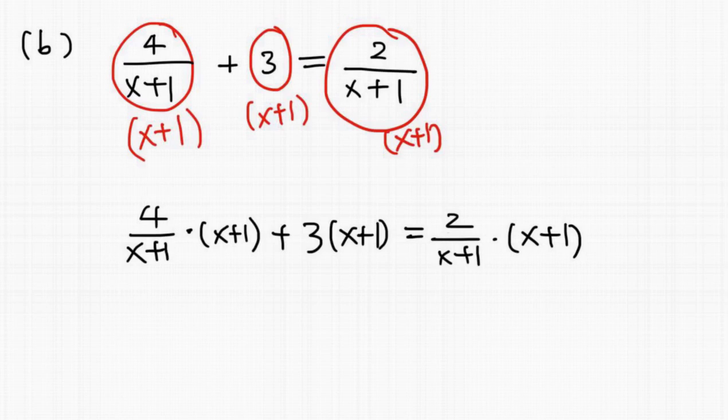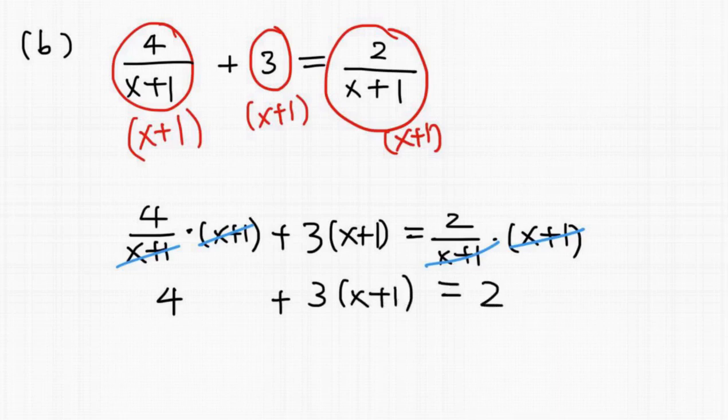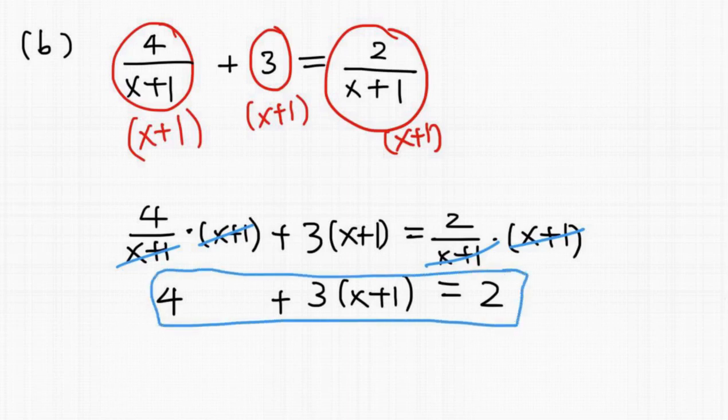Then we're going to cancel the denominator, because x plus 1, these two are the same, they cancel out. These two cancel. So we are left with 4 plus 3 times the quantity x plus 1 equals 2. Again, once we get rid of the denominators, we are left with a pretty simple equation.